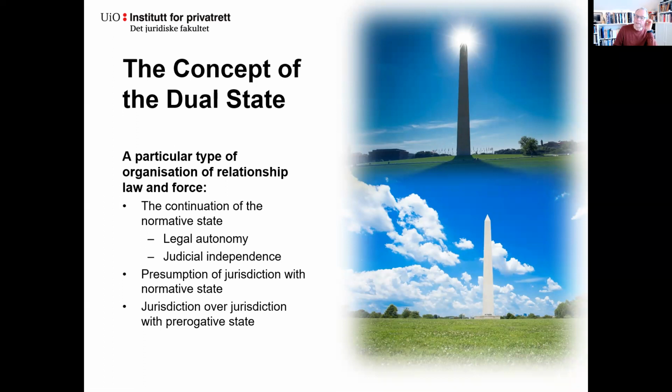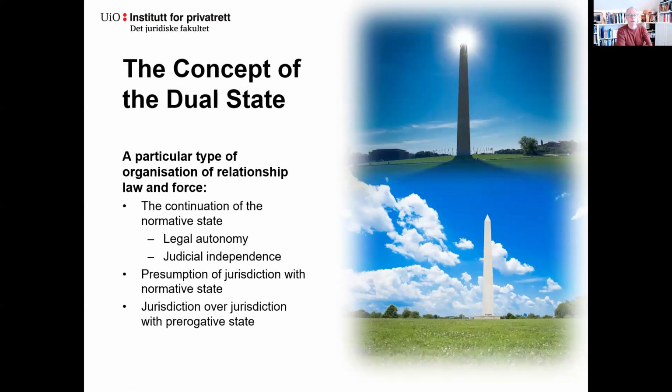So what is then the concept of the dual state? It's a particular type of organization of the relationship between law and force. It's important to stress that there is a continuation, a continuity of the normative state. So it's not a total break. The legal autonomy within the normative state continues in a sense. It is challenged, it is changed, and the judges and the legal institutions and the legal actors, their conditions have changed. But there is also continuity in legal autonomy and judicial independence.